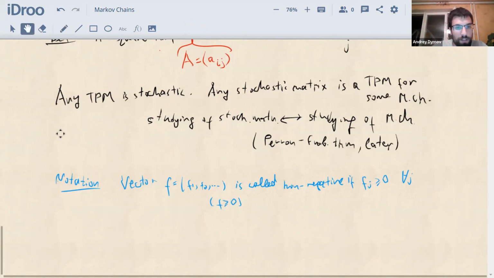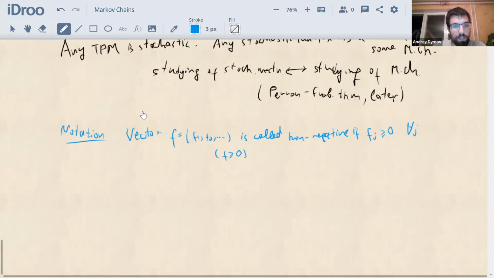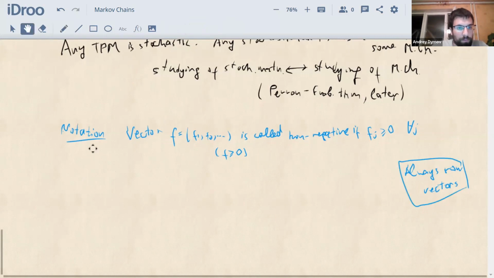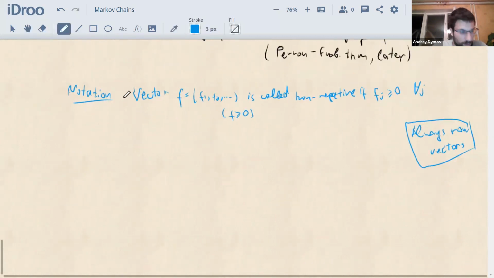Actually, along this course, almost always, when I am writing a vector, I will understand it as a row, as I have already told. So let me write it somewhere here. Always row vectors. This is the first notation.